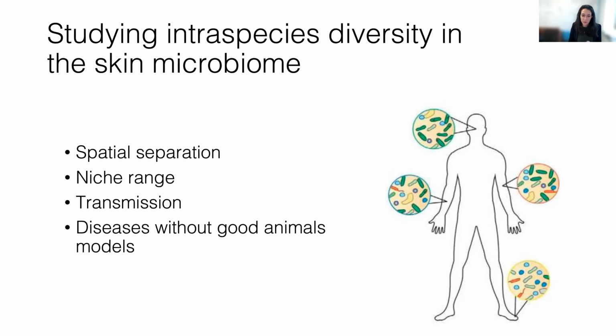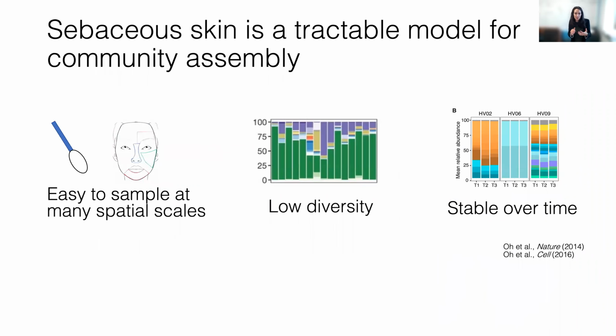The skin is also pretty cool because there are a lot of important diseases that don't have very good animal models. Mouse skin is really different than human skin. And as I mentioned, it's also more tractable for a bunch of different reasons, right? We can think about different spatial scales.